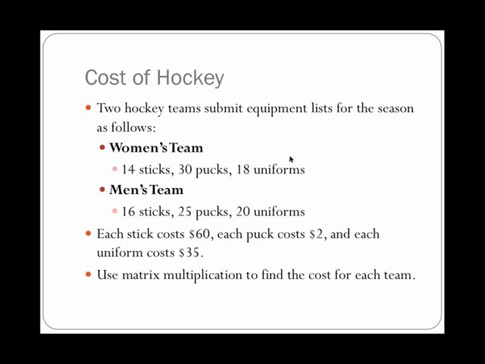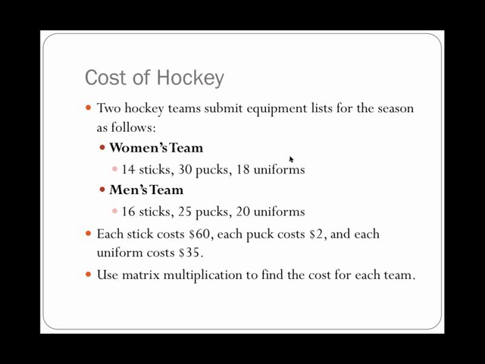All right, let's see what it's actually useful for. Cost of hockey. 2 hockey teams submit equipment lists for the season as follows. The women's team needs 14 sticks, 30 pucks, 18 uniforms, and the men's team needs 16 sticks, 25 pucks, and 20 uniforms. Each stick costs $60, each puck costs $2, and each uniform costs $35. Use matrix multiplication to find the cost for each team.